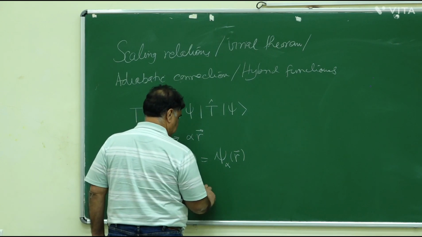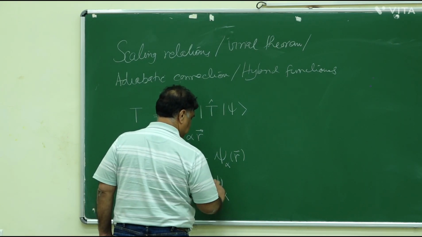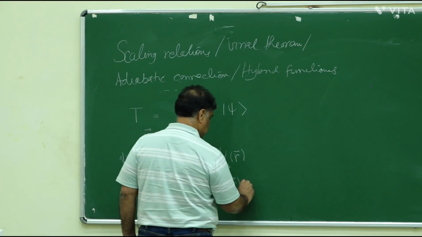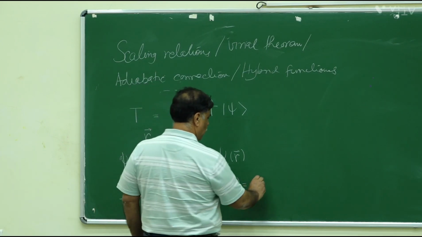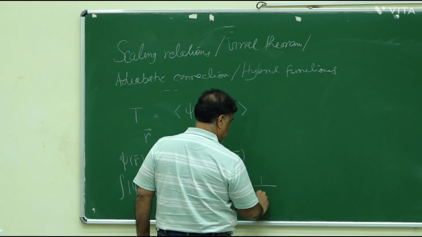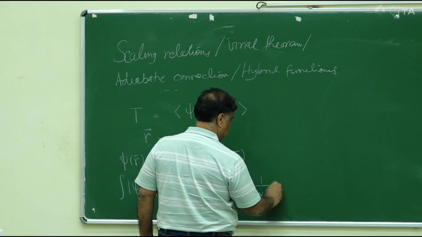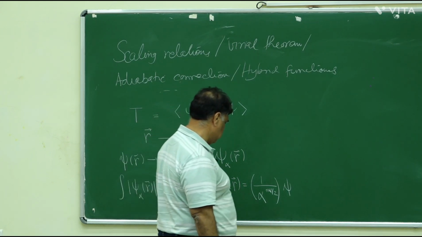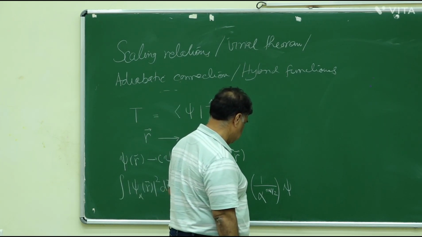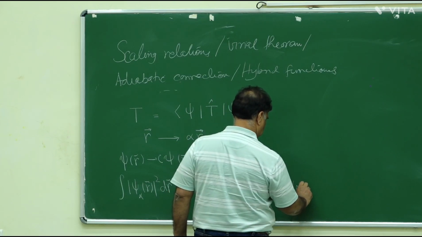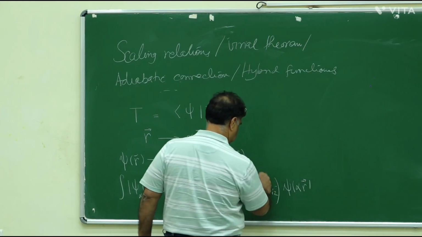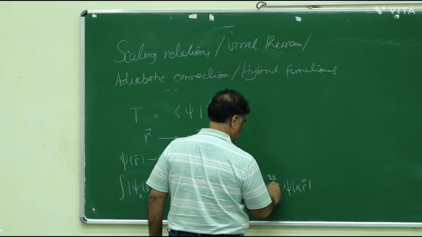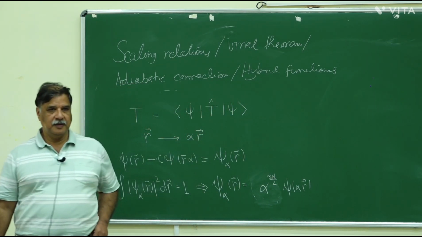And this implies that the scaled psi r alpha will be equal to 1 over alpha raised to 3n by 2 psi. That's how it should go.